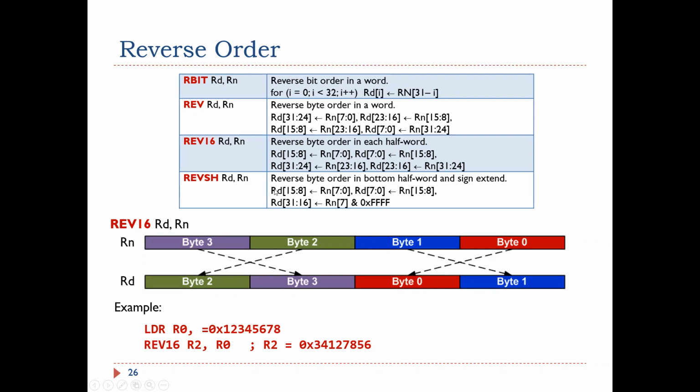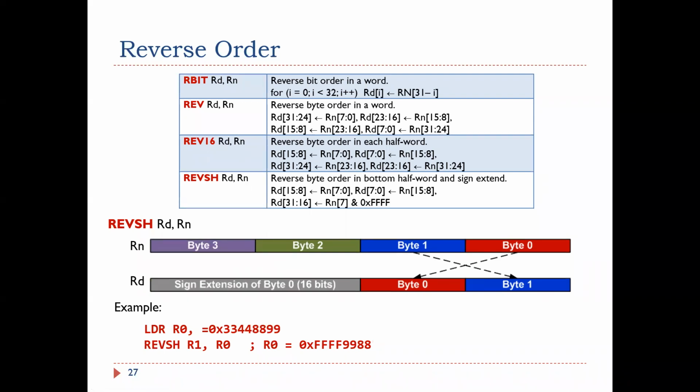Now let's take a look at another example, which is reverse byte order in bottom half and sign extended. In this example, the upper half word, that means byte 2 and byte 3, is completely ignored. We are going to completely dump these bytes 2 and 3, but byte 0 and byte 1 will be reversed in the byte order. So byte 0 becomes byte 1, and byte 1 becomes byte 0.